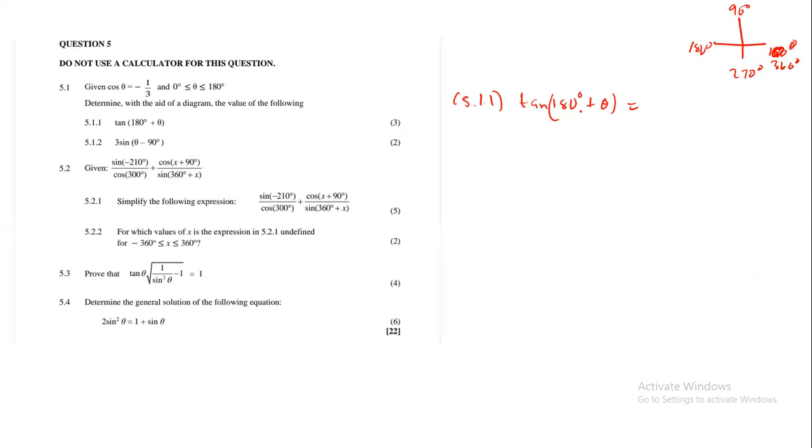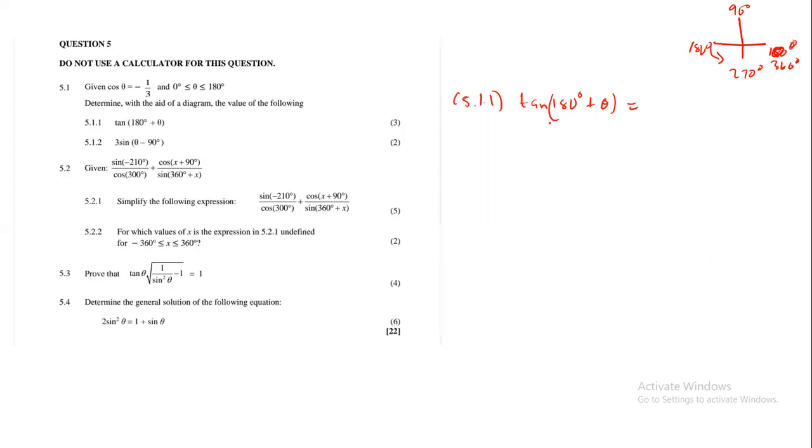Now, 180 degrees plus theta is in which quadrant on my Cartesian plane? It will be in the third quadrant, because 180 plus theta is greater than 180. That means it's supposed to be in the third quadrant. So we're going to say 180 degrees plus theta is in the third quadrant.